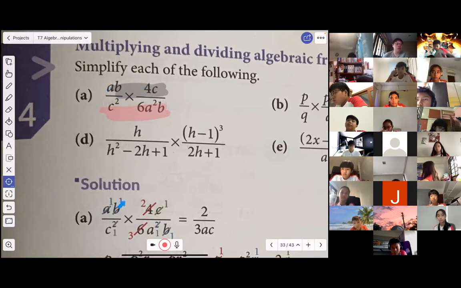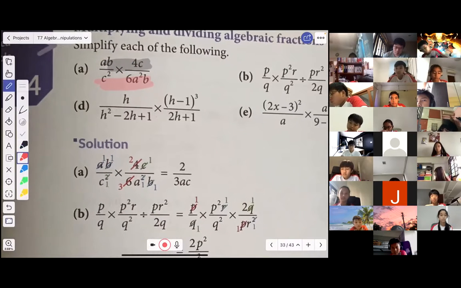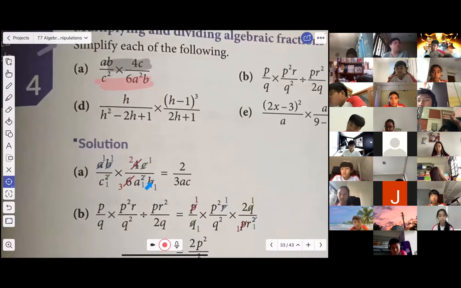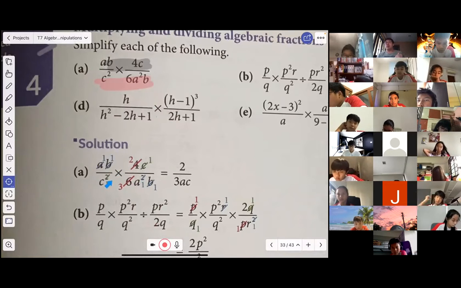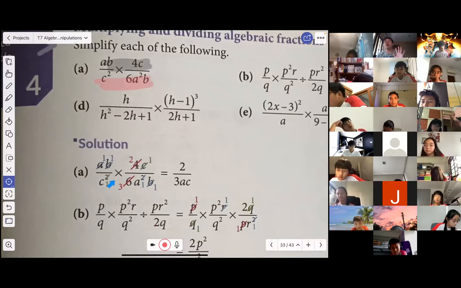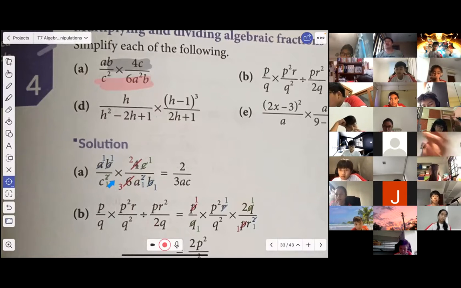So looking at AB square, B and B can cancel off. A at the top and A at the bottom can cancel off. C at the top and C at the bottom can cancel off. So when you multiply and divide fractions, you just look at the top and look at the bottom, and cancel. This is not cross multiply. Must remember, cross multiply is when you look at an equation.